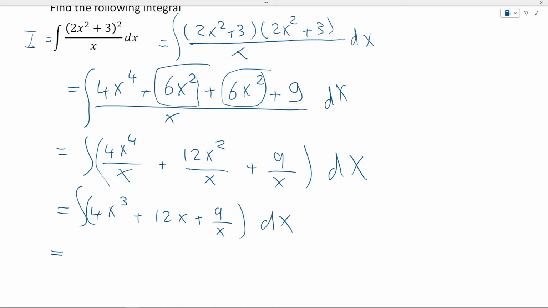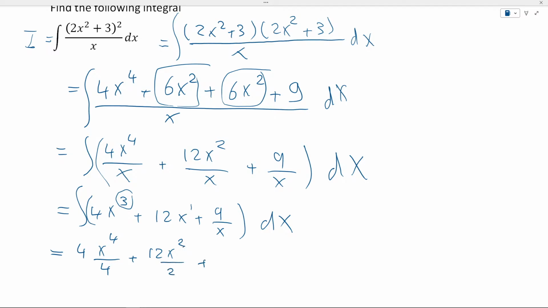So I integrate this. Remember, you add 1 here and then divide by 4. So 3 plus 1 is 4, divided by 4. Plus, you add 1 here and then divide by it, so 12x to the power of 1. 1 plus 1 is 2, and then you divide by 2.